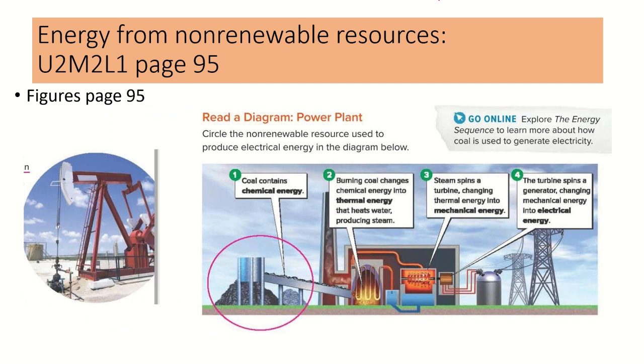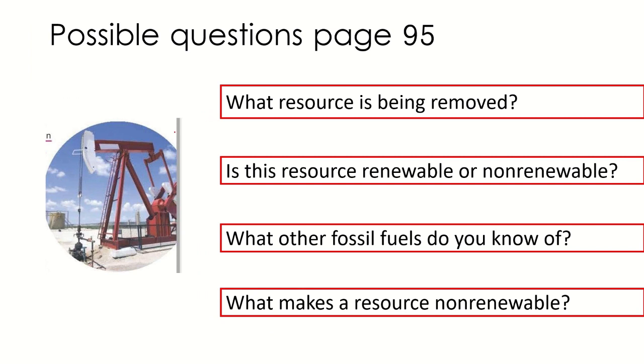So let's look at the pictures on page 95. Page 95 has 2 pictures. The one with the oil rig and the one with the process where coal is being converted into electrical energy. Possible questions you may get about this picture: you need to know what is being shown in the picture. This picture is showing how crude oil is removed from the ground.